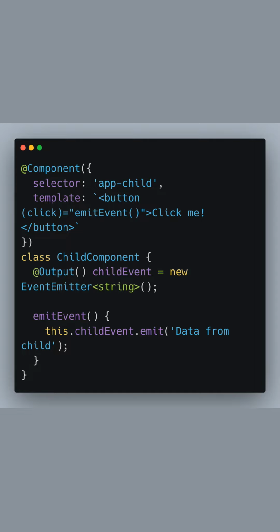Starting with the child component, we define it using the @Component decorator, specifying its tag selector and a simple template that contains a button. A user can click this button to trigger an event. Notice the @Output decorator on the childEvent property. This allows the child component to emit events to its parent components. The emitEvent method, when called, triggers the childEvent emitter with a string payload, "data from child".